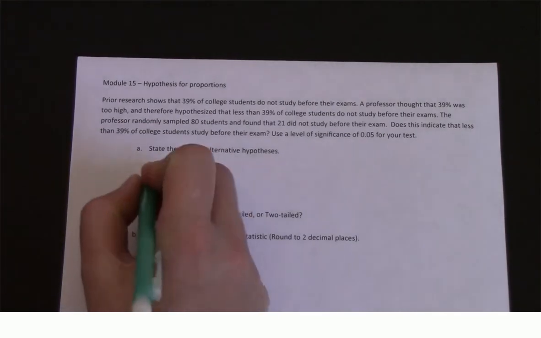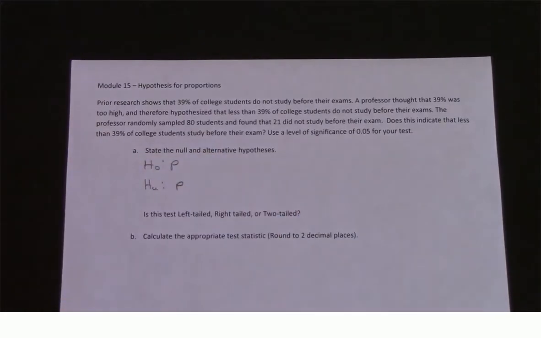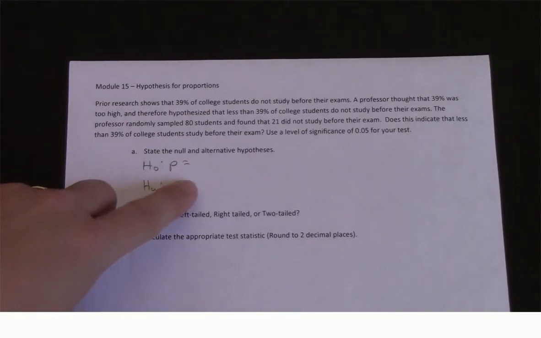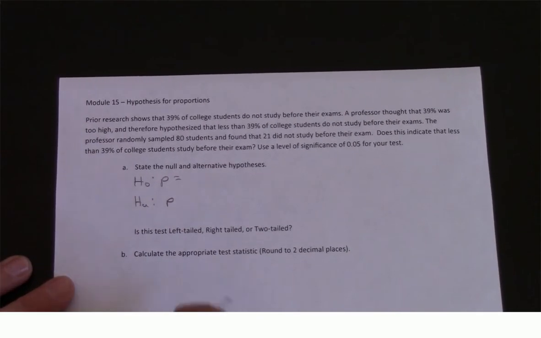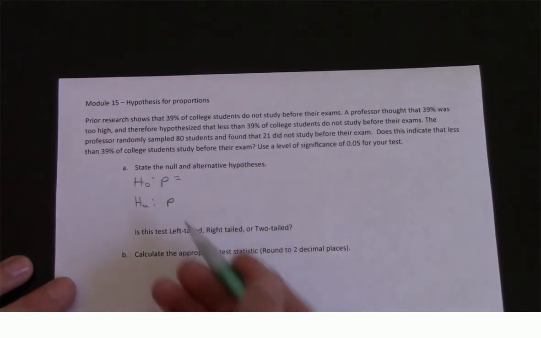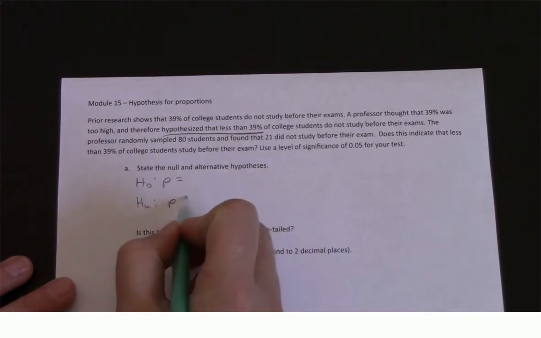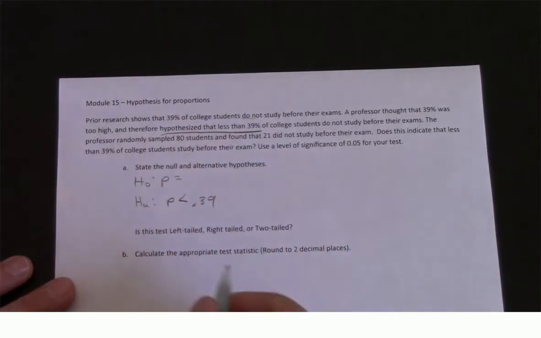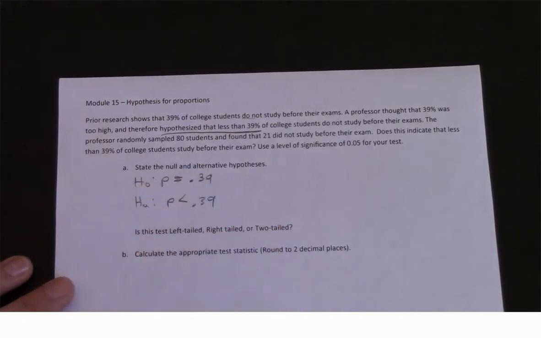Okay, so state the null and alternative. It's always going to start like that. The null will have the equal sign, and the alternative will be directional, so it'll be less than, greater than, or not equal to. So equal to what? What are we hypothesizing right now? The professor hypothesized that less than 39% study for their exam, did not study for their exam. So P equals 0.39. Those two numbers should match.